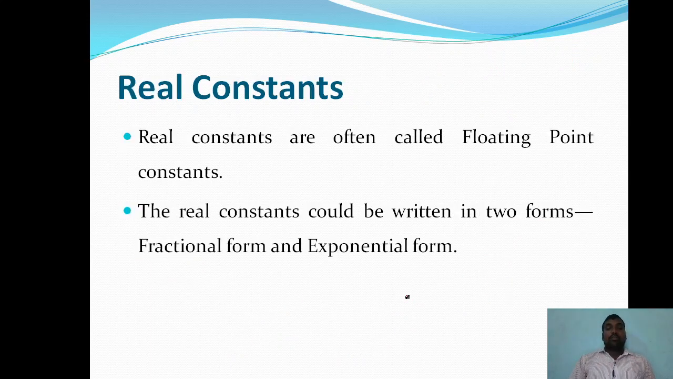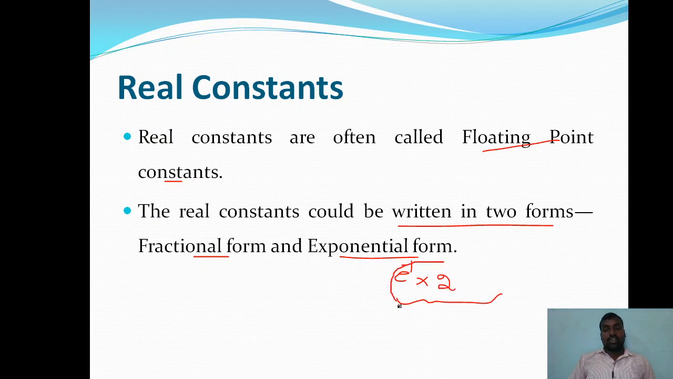And next, coming to the real constants, the real type of constants, which we can simply call float type constants, also called floating point constants. A real type constant can be written in two forms, either in fractional form or in exponential form. So something like e power -1, 2, or something like this. These are the exponential form.